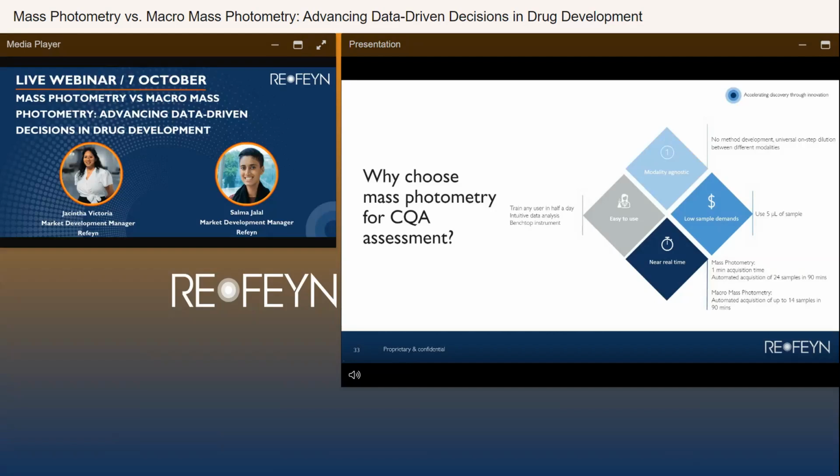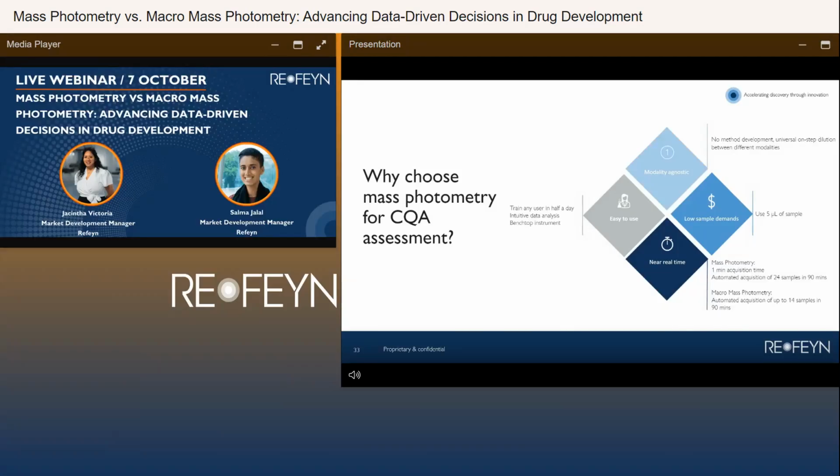And then we also have near real-time analysis, which we spoke about a lot during the presentation, which really helps with drug development and specifically during process monitoring phases, because during the development phases, you want real-time measurements, which can really help make decisions quicker and move on to the next unit operation.